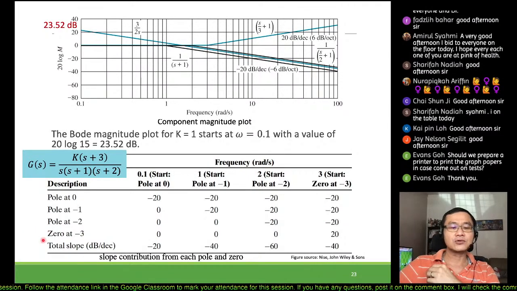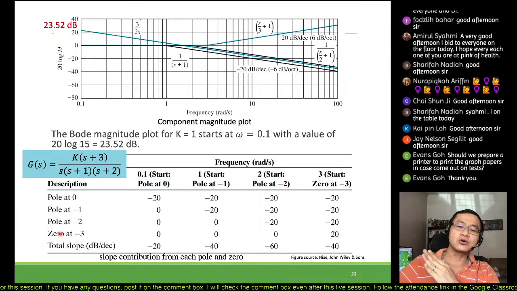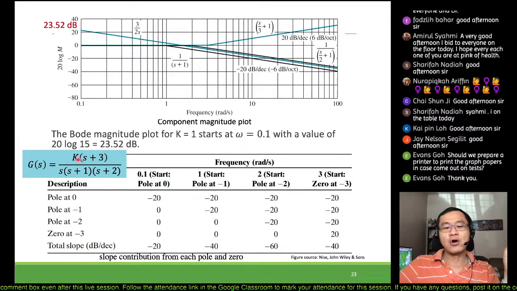Then for a zero, again everything is 0, but when it reaches the break frequency, it becomes plus, because it is a zero. So a zero is plus 20 dB per decade. Once you have all the slope contributions listed out, you just total them up together. For this case, it's minus 20, minus 40, minus 60, minus 20.